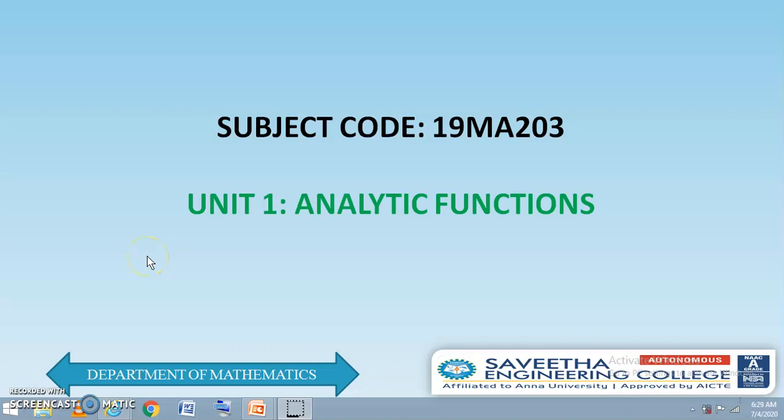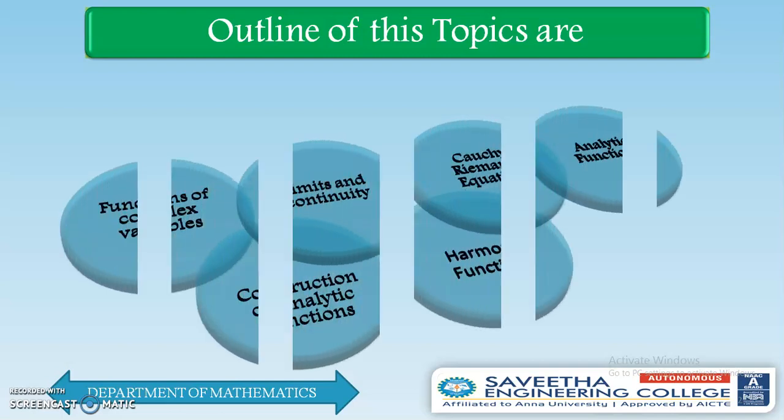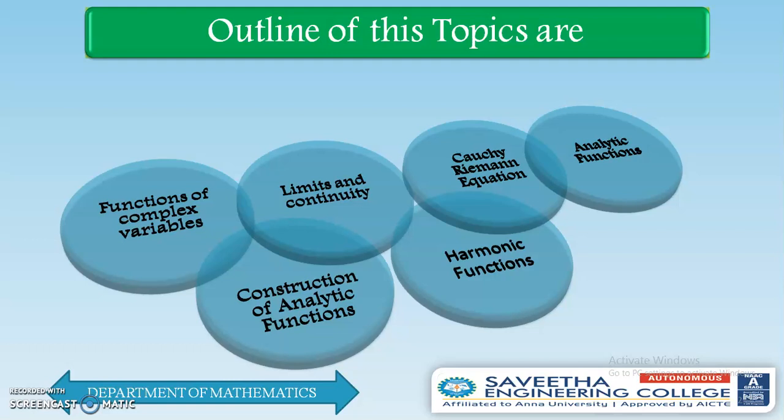Subject code 19MA203, Unit 1: Analytic Functions. The outline of these topics we already saw in video number 1 in the previous class. So again I can recall for you the outline of these topics: functions of a complex variable, limits and continuity, Cauchy-Riemann equations, analytic functions, construction of analytic functions, and harmonic functions.